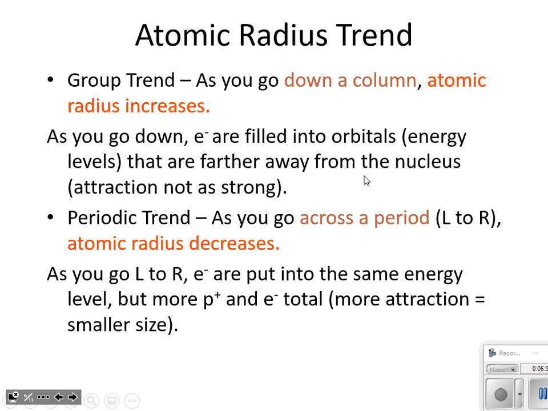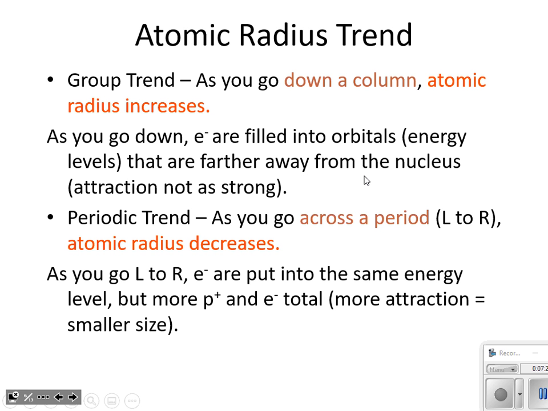Now let's look across. Once again, let's look at period 3. Sodium 1.90, magnesium 1.45, aluminum 1.18, silicon 1.1. Is it decreasing as we go across the period? Yep. So when you drew your arrows on your helper sheet, you should have an arrow going down.